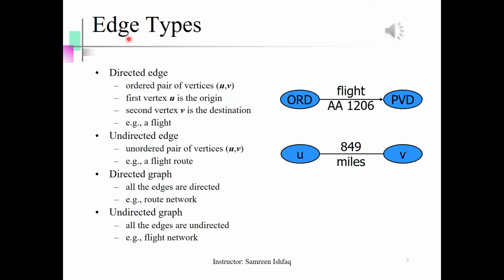According to the edge types, a graph can be directed or undirected. A directed graph is made up of directed edges. A directed edge is an ordered pair of vertices u and v, in which u is the origin and v is the destination. In this example, between ORD and PVD, ORD is the origin and PVD is the destination. While an undirected graph is made up of undirected edges, an unordered pair of vertices. In a directed graph all the edges are directed, for example a route network. In an undirected graph all the edges are undirected, for example a network.